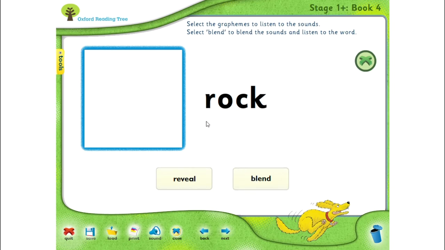Oh, I like this one. Can you do it at home? R, O, K, rock. Good. This is a rock, okay? You can also say rock as a type of music. Rock and roll. That is a type of music. También es un tipo de música. Rock. Good. Let's see the next one.